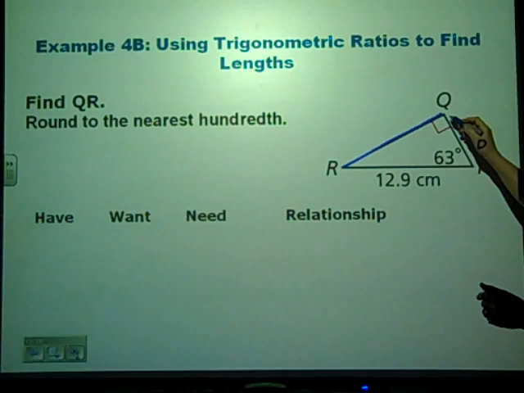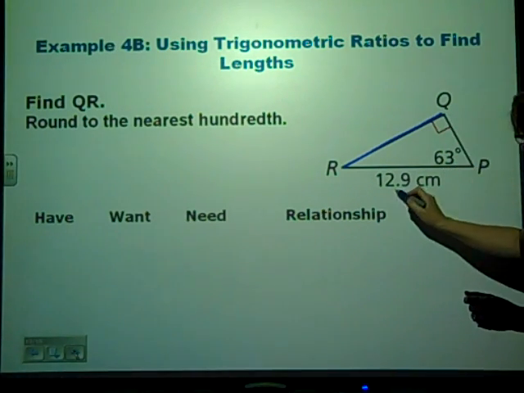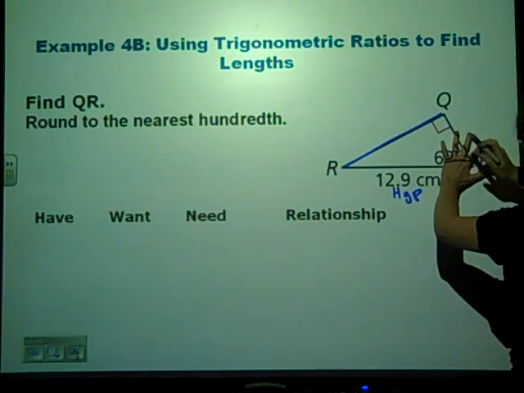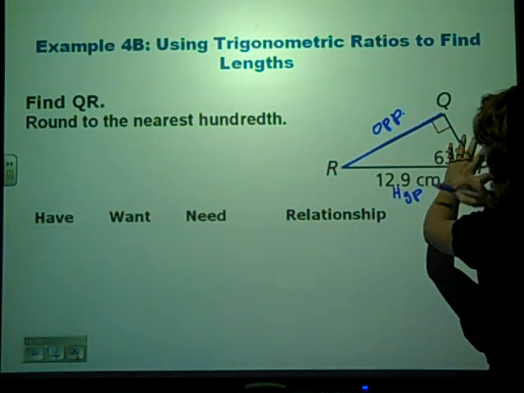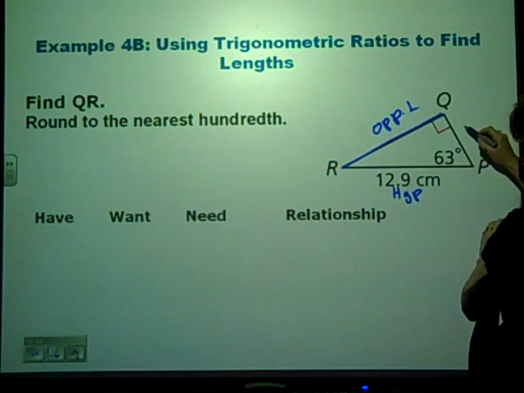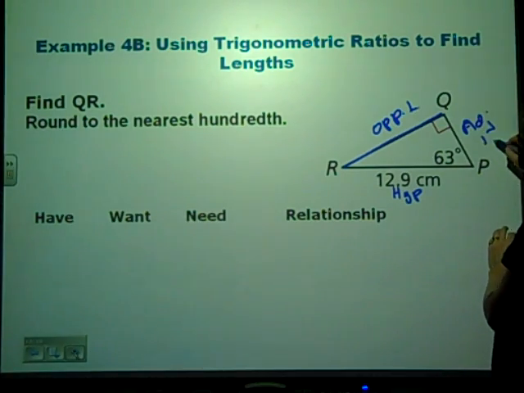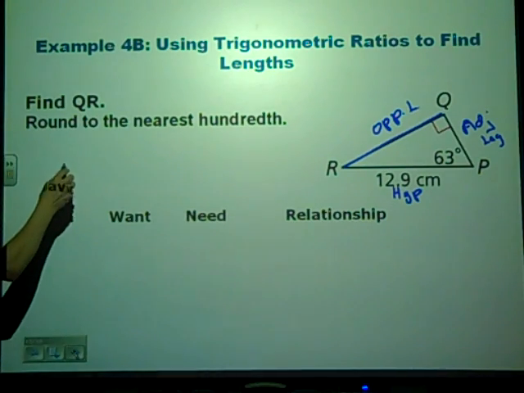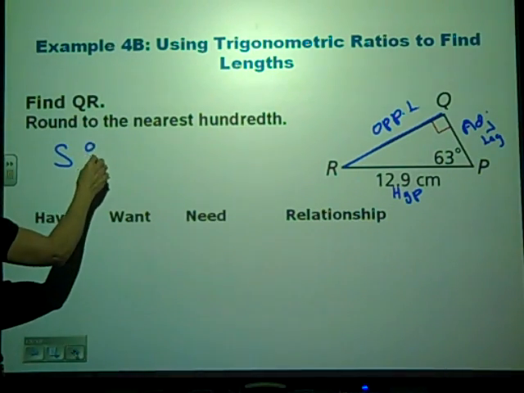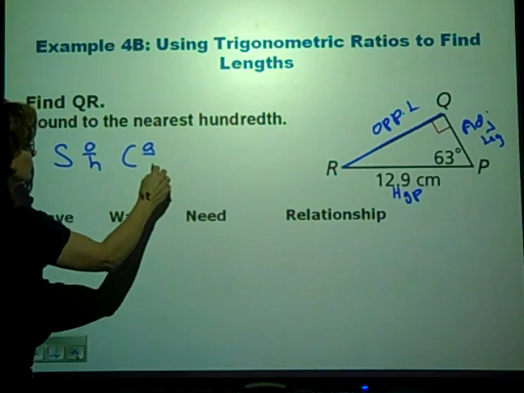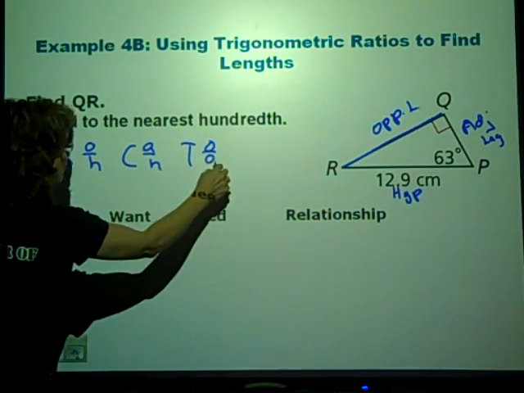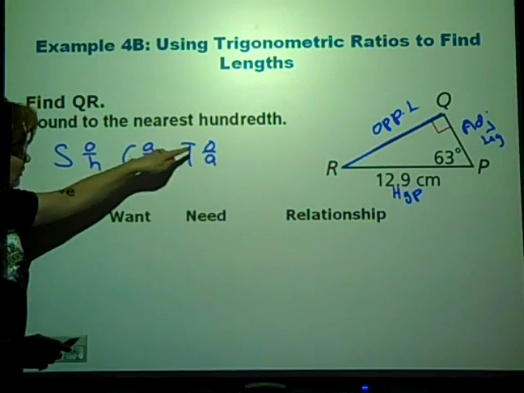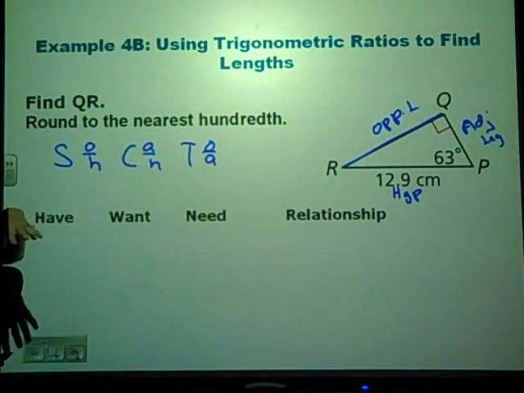Let's label them all on the triangle. Across from the right angle is our hypotenuse. This is the angle we know. Cover it up. This must be the opposite leg, which makes this the adjacent leg. And we think our trig ratios are SOH, CAH, TOA. Sine is opposite leg over hypotenuse, cosine adjacent leg over hypotenuse, tangent opposite leg over adjacent leg.